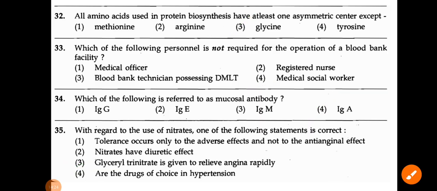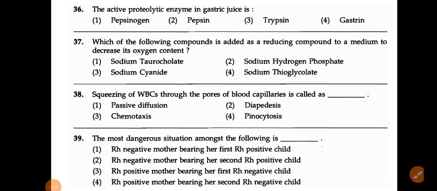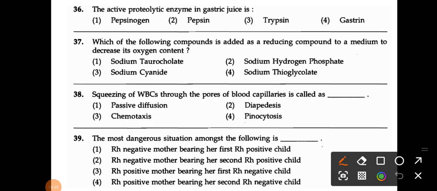Okay, the next one: the active proteolytic enzyme in gastric juice is pepsinogen, pepsin, trypsin or gastrin. So what is the correct answer here? That is pepsin. Pepsin is an active proteolytic enzyme.